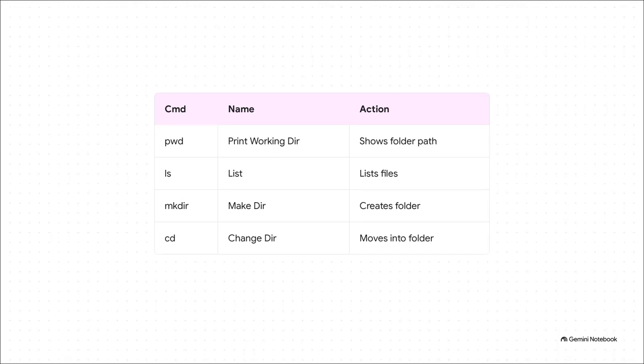You can actually navigate your entire computer completely through text using just these commands. PWD stands for Print Working Directory, and it shows you exactly which folder path you're currently sitting in. LS will list out all the files and folders inside that current directory. Need to create a new folder? Just type mkdir to make a directory. And finally, CD allows you to change directories, moving you seamlessly from one folder to the next.